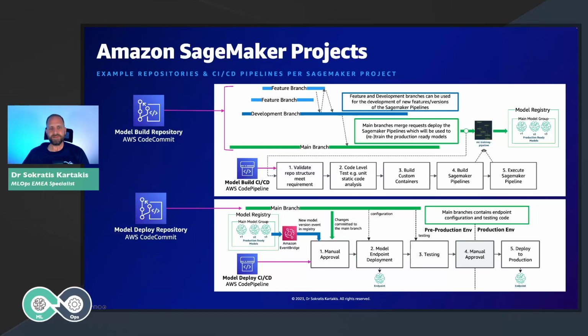Now, what SageMaker said is, in order to build such a project, it requires effort. Why? Because you need to instantiate repositories, CI/CD pipelines, model registry, EventBridge events, probably buckets behind the scenes. And they said somehow we need to help data scientists instantiate such an environment with a simple click. So that's why in Amazon SageMaker, we have the Amazon SageMaker projects.